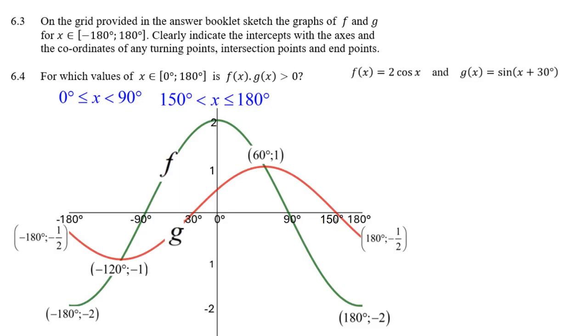It'll work here, but not at 150. So you have to be careful of these inequalities. In between 150 and 180, but not 150 because it's 0 there, and that wouldn't make it greater than 0. So you look for the places where they're on the same side of the x-axis, and that's going to work. 2 positives multiplied, 2 negatives multiplied. And there you go. Another question done.